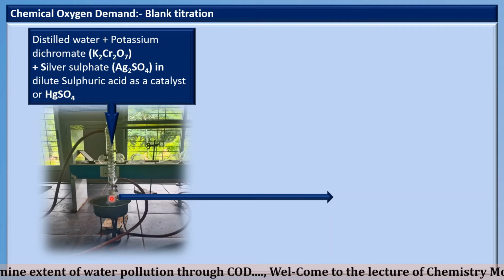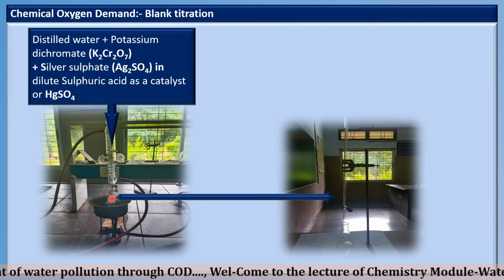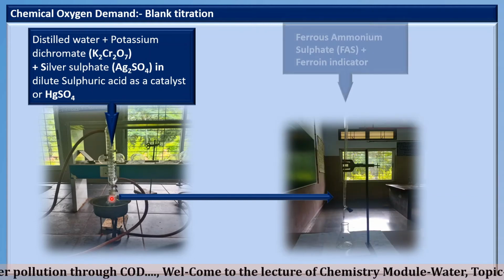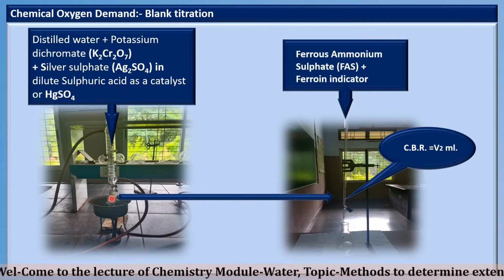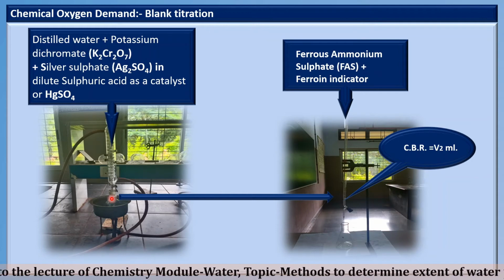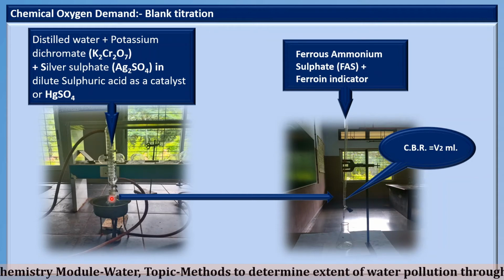All these contents are titrated with ferrous ammonium sulfate present in a burette, using ferroin indicator, and the constant burette reading obtained is V2 ml. So, back titration and blank titration.